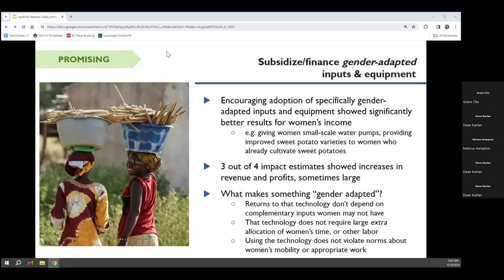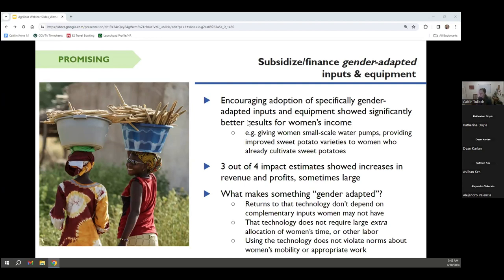All right, the next of our promising buys is looking at subsidies or finance for what I'm going to call gender-adapted inputs and equipment. And when I'm talking about inputs and equipment here, I mean things like small-scale water pumps or improved varieties and seeds. I can broadly call these new agricultural technologies in a really general sense. And you see a large number of programs that encourage adoption of these new technologies through subsidies, through finance. Sometimes that's 100% subsidy, which is to say giving the thing away for free.